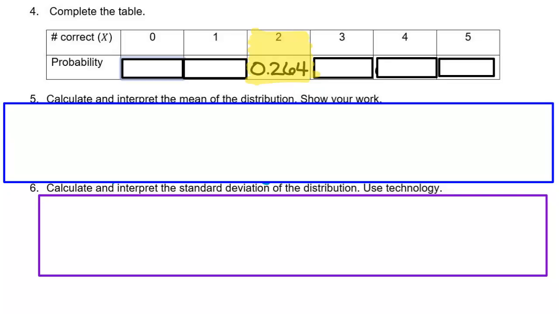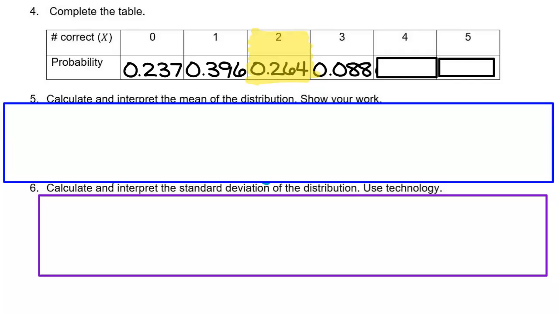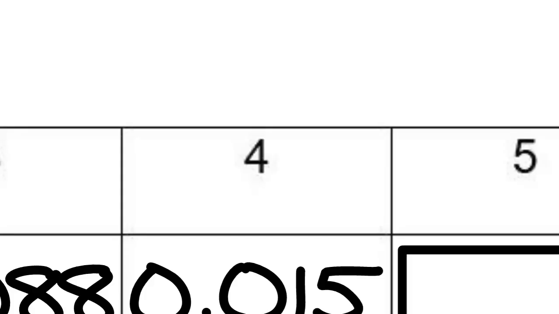What do we get for the probability of getting 0 correct? 0.237. Exactly 1? 0.396. We already had 2. Exactly 3 correct? 0.088. Exactly 4 correct? 0.015. And then for exactly 5 correct, I'm guessing what your calculator shows is something like this.